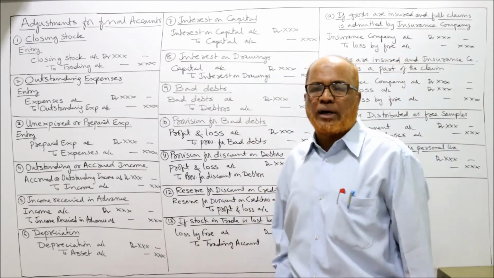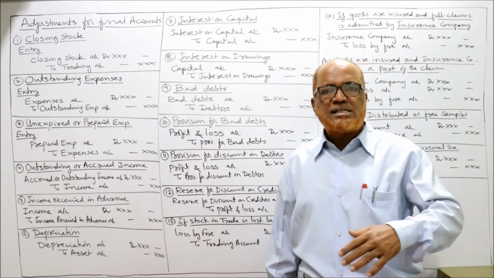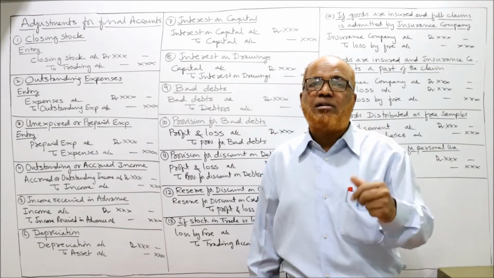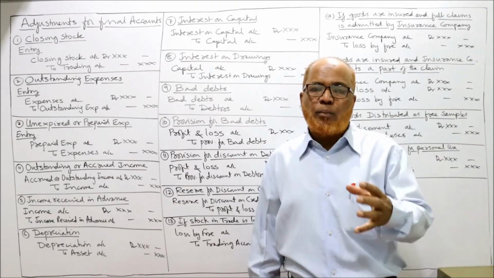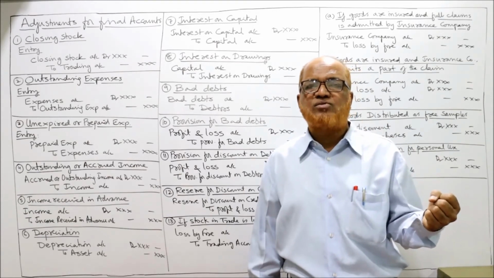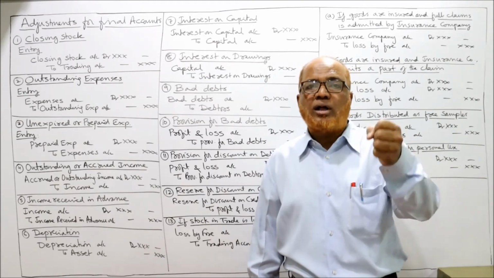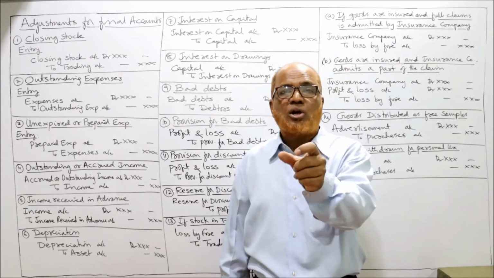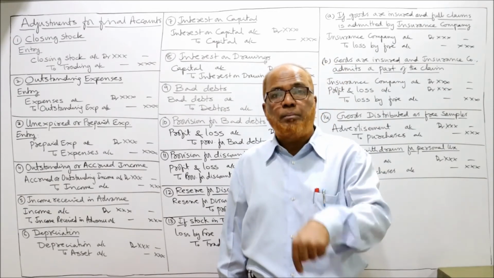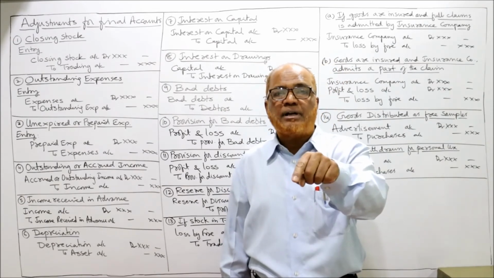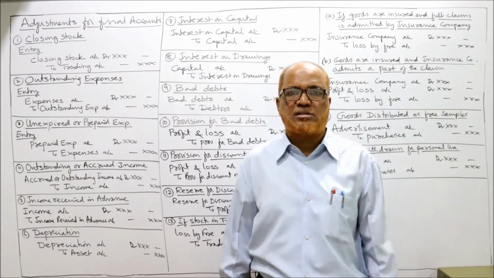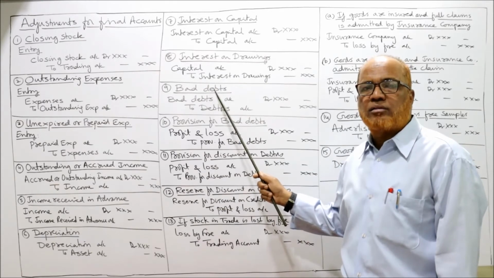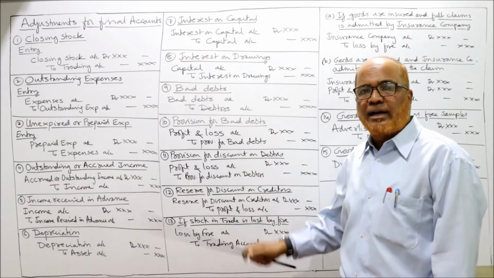Next, interest on drawings. When the business is allowing interest on capital, the business may charge interest on drawings. When the owner has withdrawn money from the business for personal use, it is called drawings. On that drawings, the business will charge interest. So interest on drawings is an income to the business. Interest on capital is an expenditure to the business. So the entry will be capital account debit to interest on drawings.